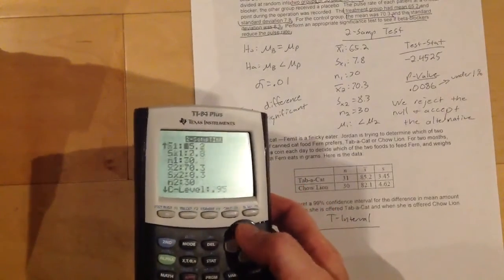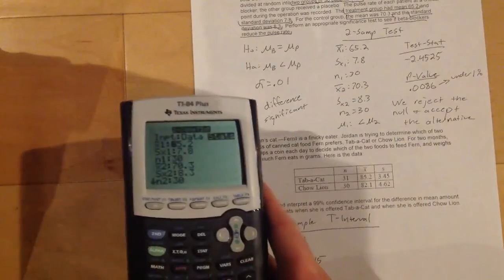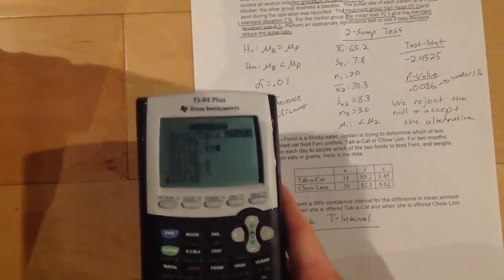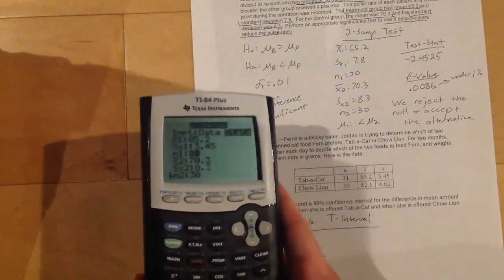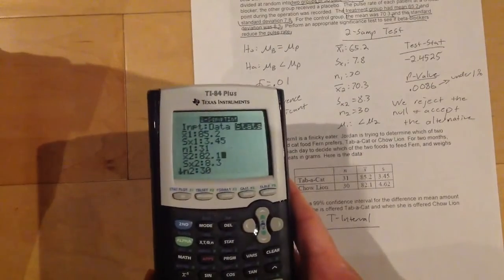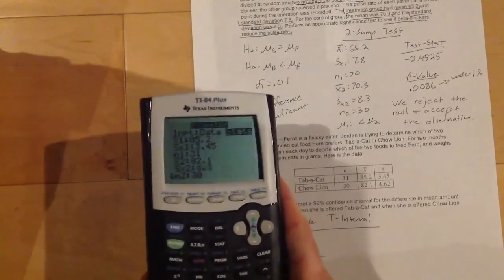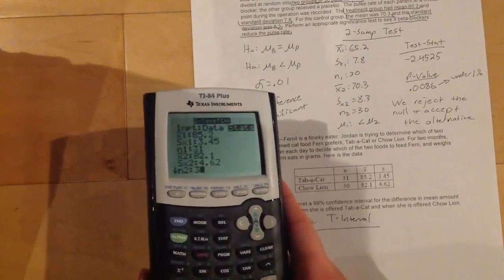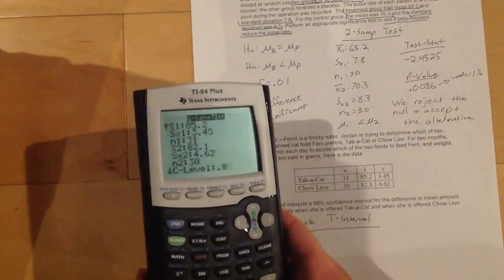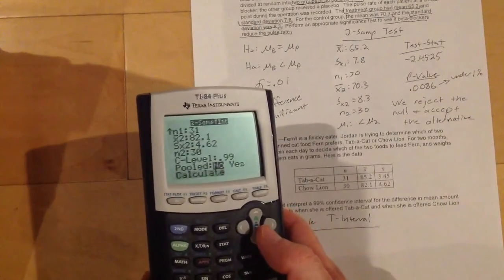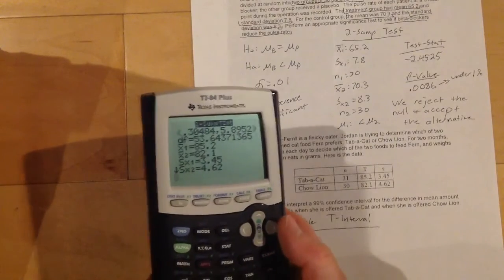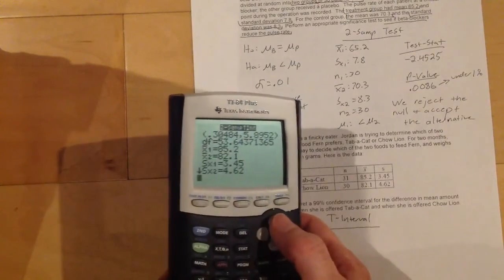So if we put all of this information in, 85.2, 3.45, 31, 82.1, 4.62, 30, and then our confidence level is 99%. We're going to leave pooled at no. We can calculate it. All right, and it gives us the output.